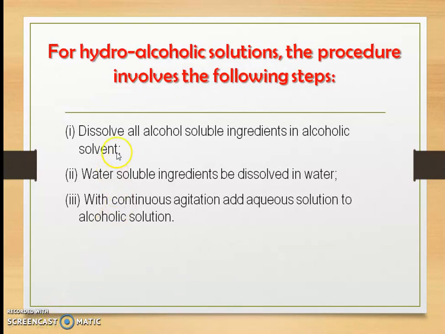Then, for hydroalcoholic solution, the procedure involves the following steps. First step is to dissolve all the alcohol soluble ingredients in the alcoholic solvent. Second step, the water soluble ingredients should be dissolved in water. Then, in the third step, with continuous agitation, you have to add the aqueous solution to the alcoholic solution with continued mixing or agitation.